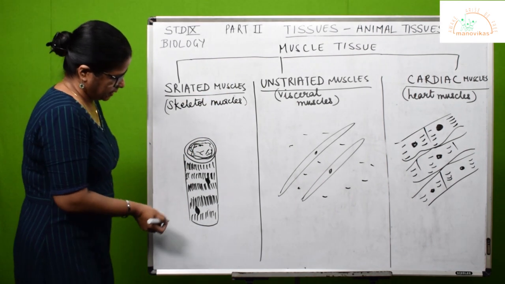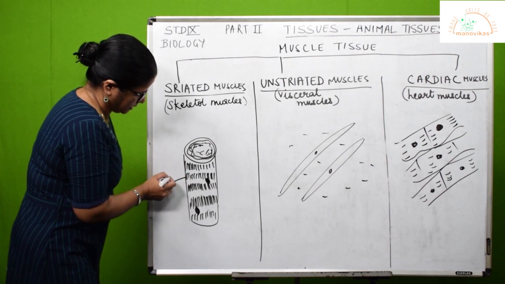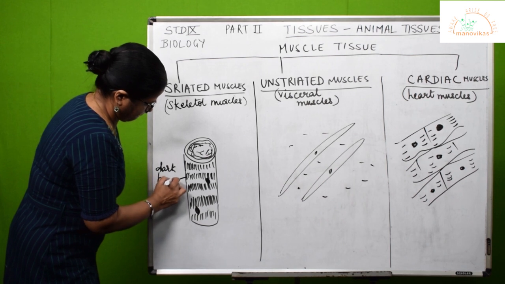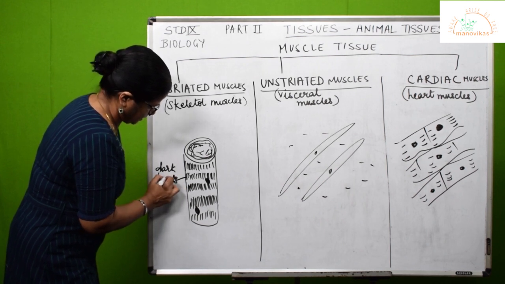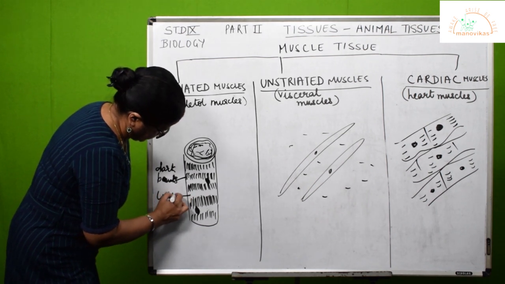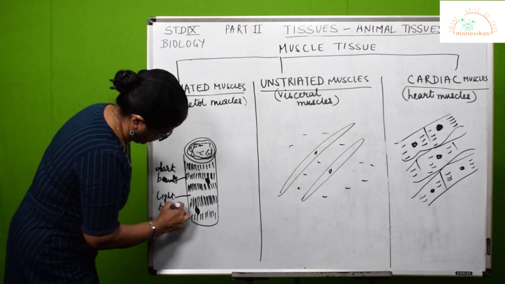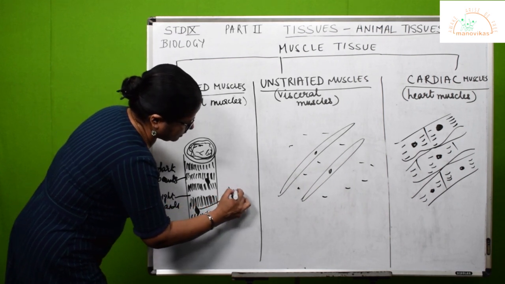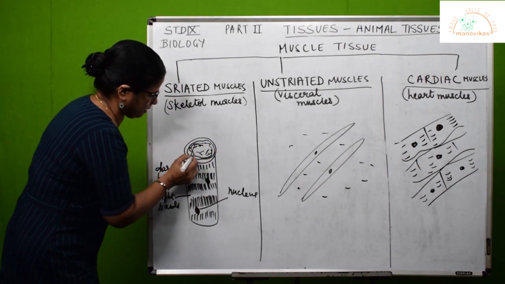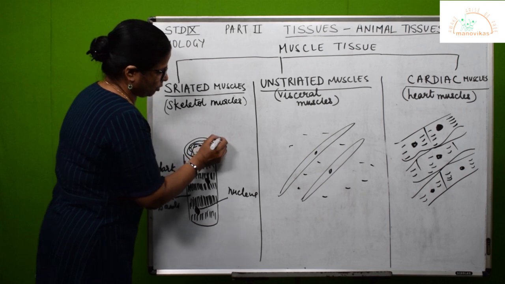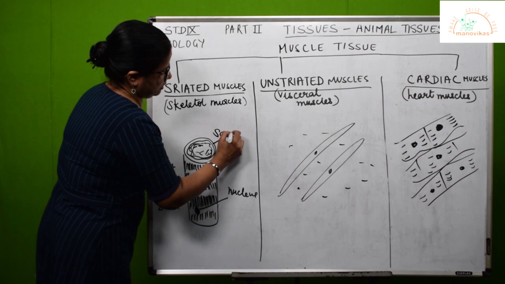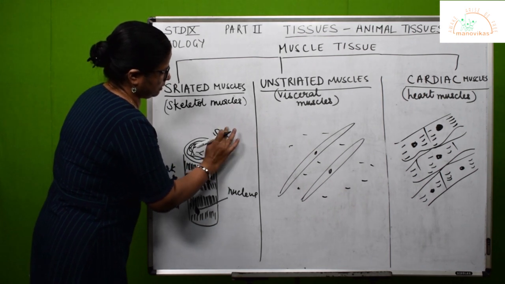Now, see the striated muscles. These are the dark bands. Dark bands. These are the light bands. The nucleus. Now, this membrane, this thin layer here, when we are seeing it in section, is called the sarcolemma.